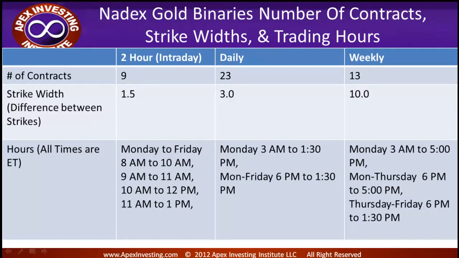The Nadex gold binary strikes have multiple strikes and widths that you can take advantage of at multiple times. So there are the 2-hour intraday binaries that are 1.5 wide, and there's 9 strikes, and they start at 8, 9, 10, and 11. In addition, they have daily strikes where there's 23 strikes that are 3 points between each strike. They trade from 3 to 1:30 and from 6 to 1:30.